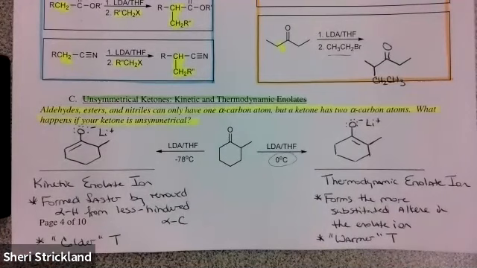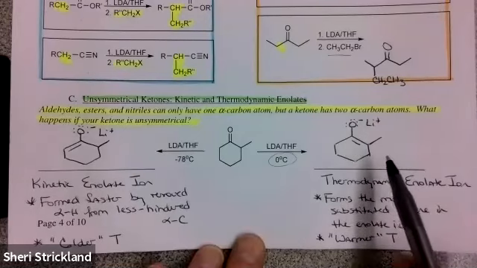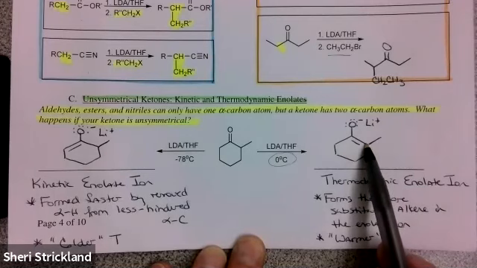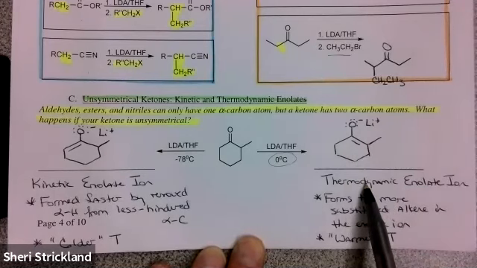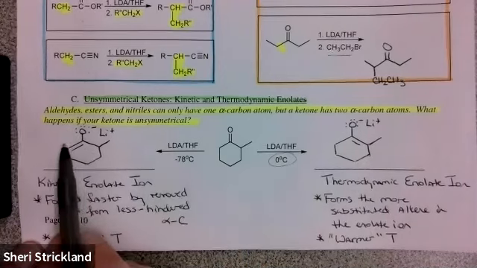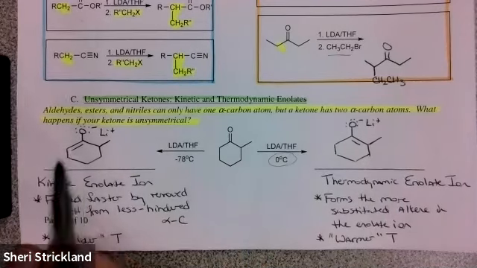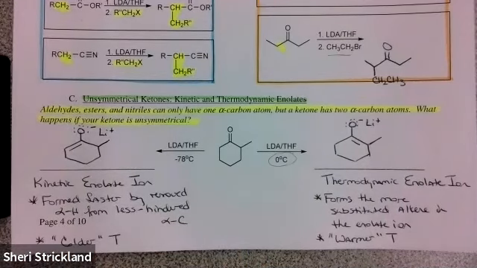Okay. And then you could treat it in a second step with whatever methyl halide or primary alkyl halide you wanted. And you would add an alkyl group to this alpha carbon on the thermodynamic enolate or to this carbon on the kinetic enolate. So take a minute to answer the question at the end of this video and then come on back.